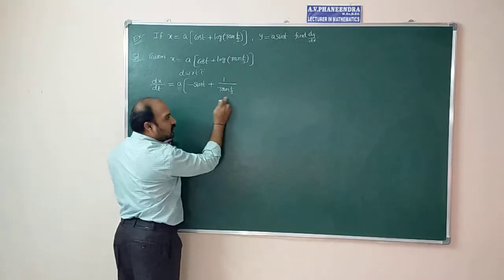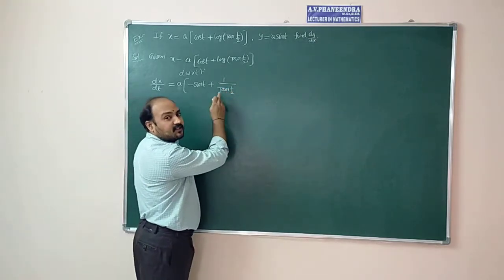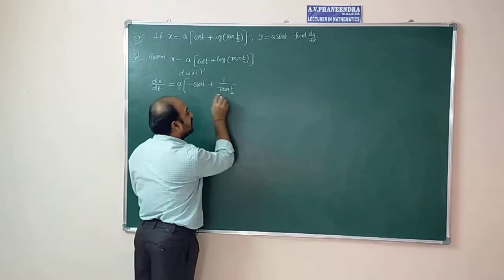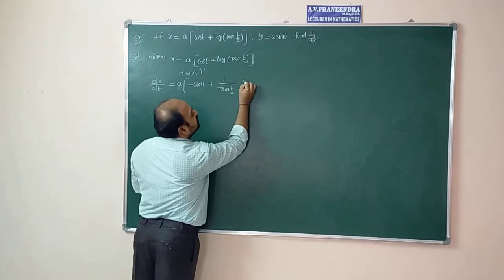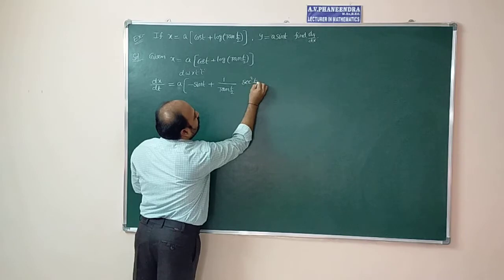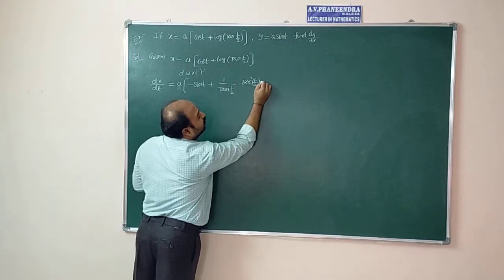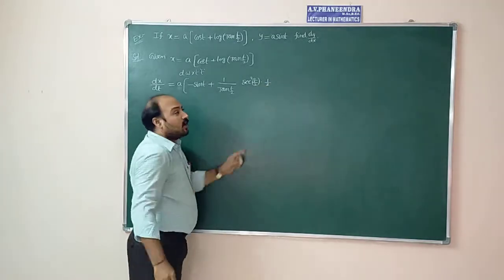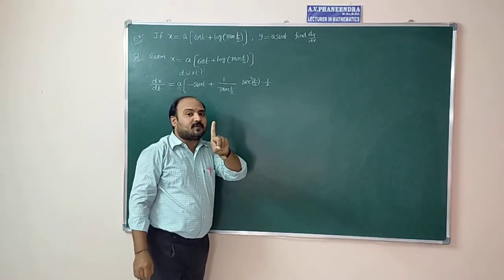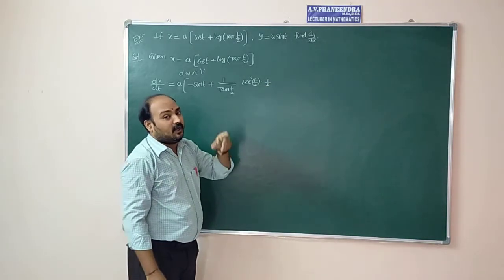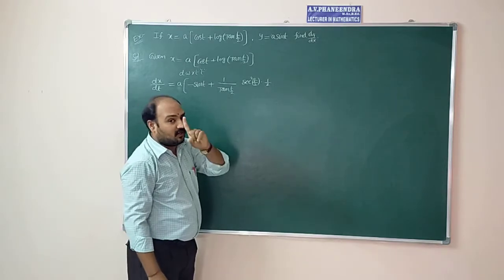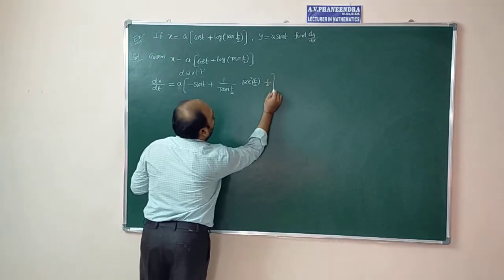Again tan t by 2 also you can differentiate. It is in the form of tan x. D by dx of tan x is what? Secant square x. D by dt of tan t by 2 is secant square t by 2. Again t by 2 also differentiate: 1 by 2 into t derivative with respect to t, d by dt of t. That value is 1. So 1 by 2.